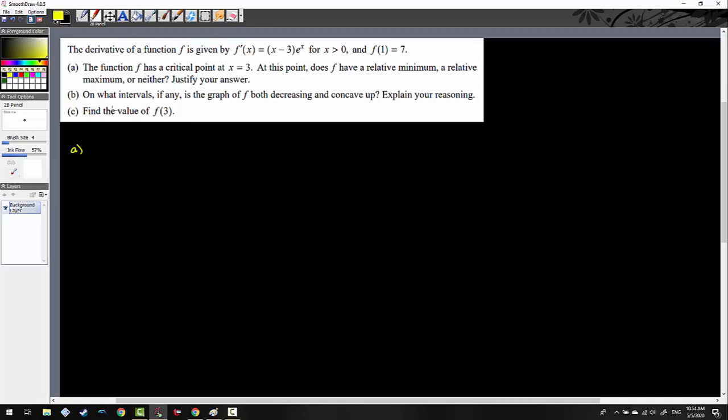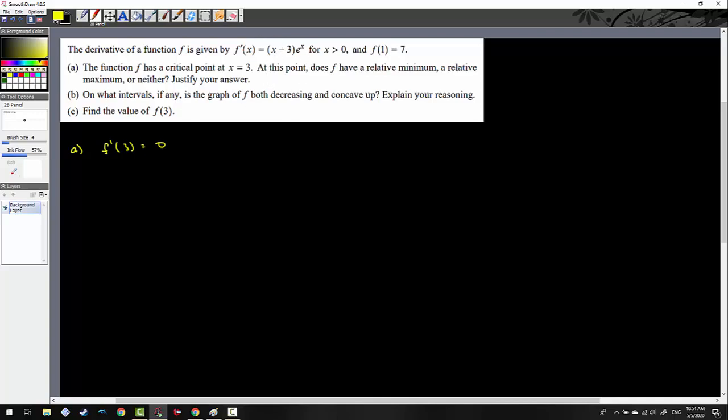The function f has a critical point at x equals 3. At this point, does f have a relative min, relative max, or neither? Justify your answer. Well, let's find out what f prime of x at 3 is. So f prime of 3. That's going to be 0. We know that because if I plug in 3 here, then we're good.